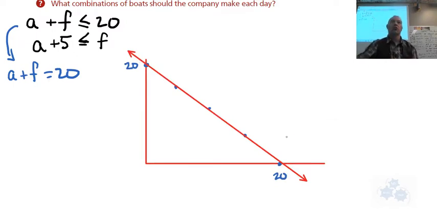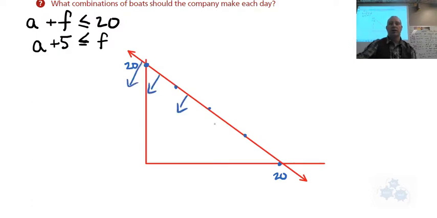Now it's equal to, so we can make it solid. Are we going to shade above or below? Again, let's pick 0, 0 and see if that works. Remember, 0, 0 is always a good one to pick if the line doesn't go through 0, 0. So 0 plus 0 is less than 20. Does that make sense? Okay, so we're talking about a region underneath the line. I just use arrows because if you have a system with 4 or 5 inequalities, which we're going to come up against later, you don't want to be shading things 3, 4, and 5 times. It kind of gets lost. So that's the first one.